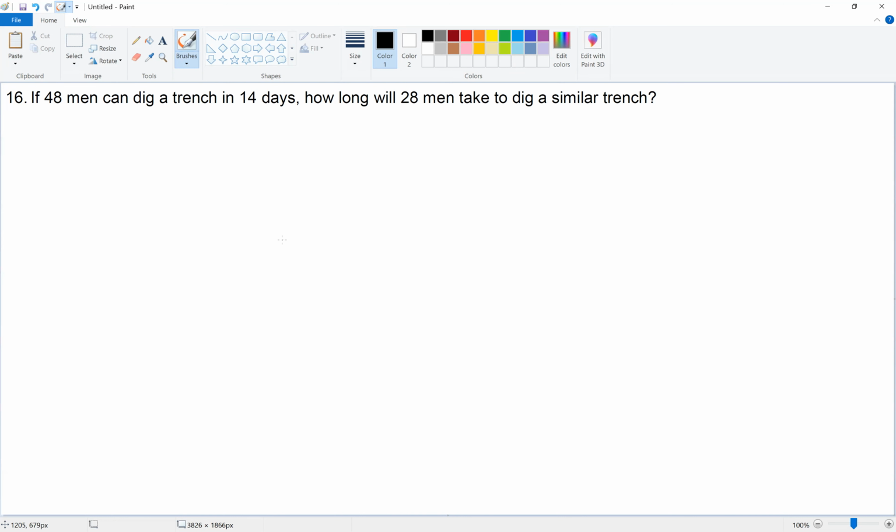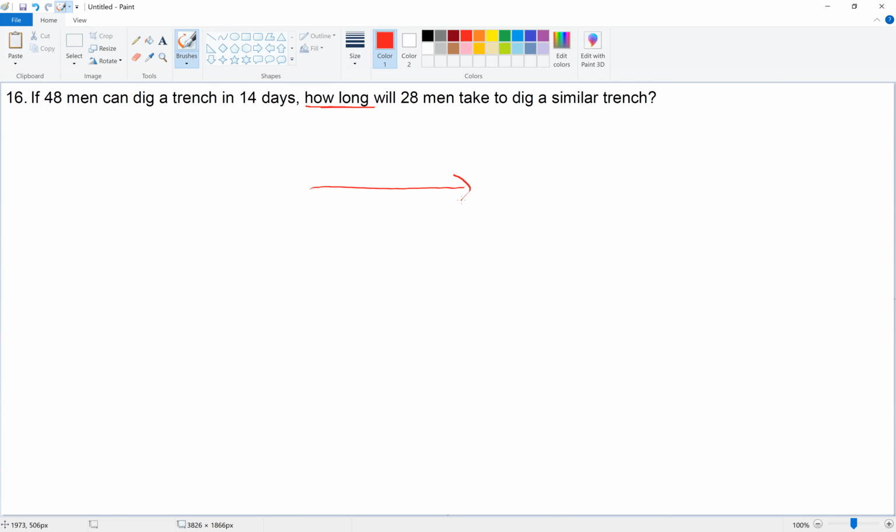Try 16. If 48 men can dig a trench in 14 days, how long will it take 28 men to dig a similar trench? So what is the question? It's asking how long will it take 28 men to dig a similar trench? So what should go on the right side? What should go on the left side?